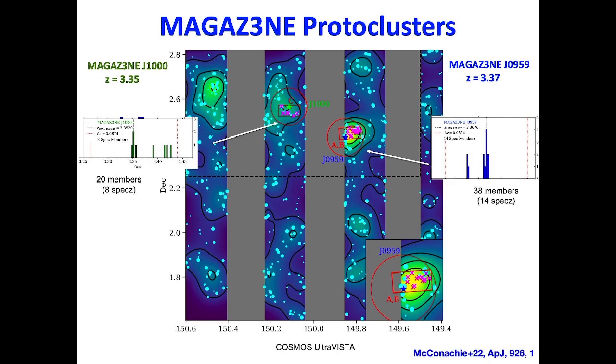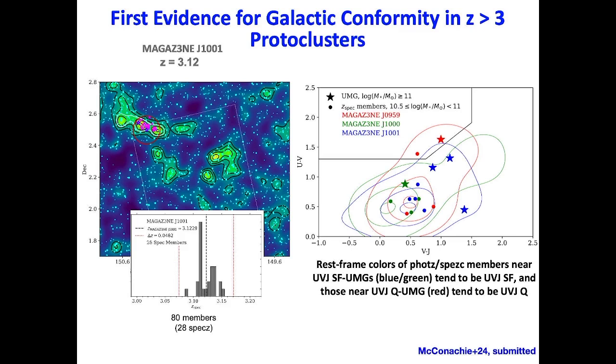And we have found at least 3 ultramassive galaxies to lie in overdense environments. You see 2 here: one on the left, MAGAZINE J1000 at redshift 3.35 with 20 members, and one here on the right, MAGAZINE J0959 at redshift 3.37 with 38 members. And here is a third one in Ian's paper, which is now submitted, at redshift 3.12 with a whopping 80 members.